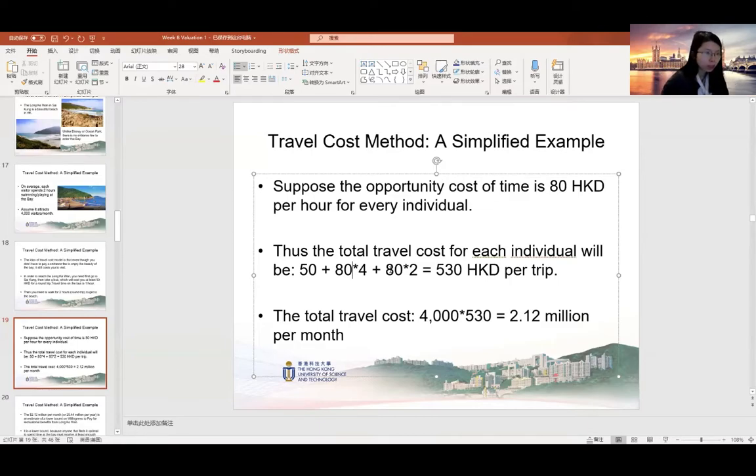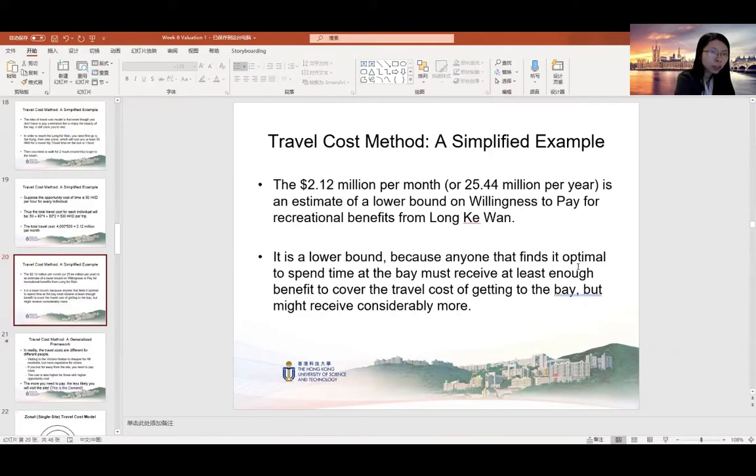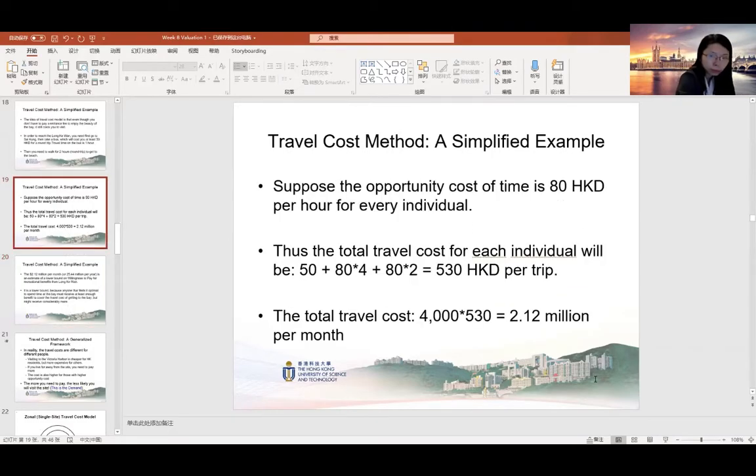this beach each year, and each of them basically pays at least 530 on their trip. The total travel cost would be 2 million per year, and the total valuation we can infer from these people, suppose 4,000 is the monthly visit, is at least, or at most, 2.12 million. So would 2.12 million be an upper bound or a lower bound for the joint valuation? Will the actual valuation of these people be higher or lower than $2.12 million?